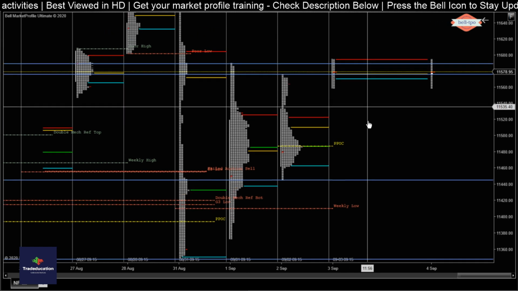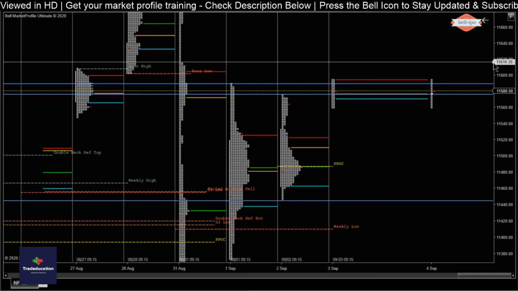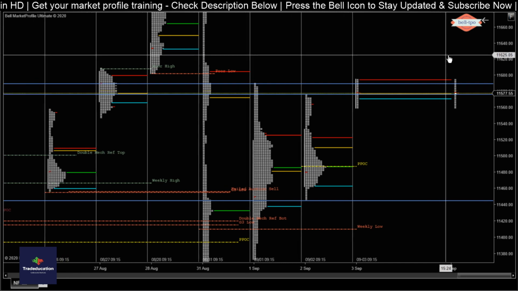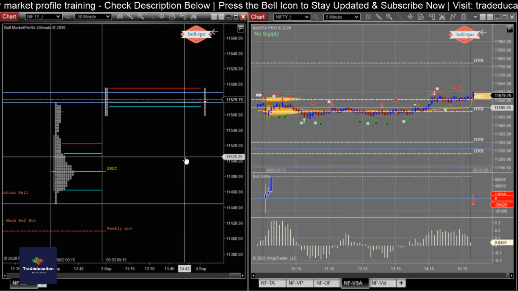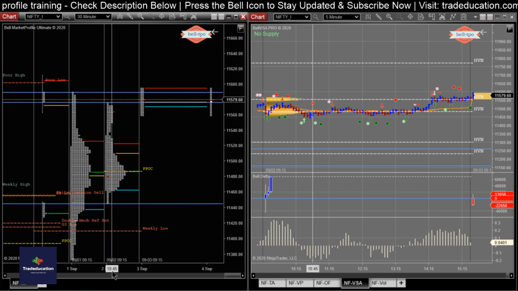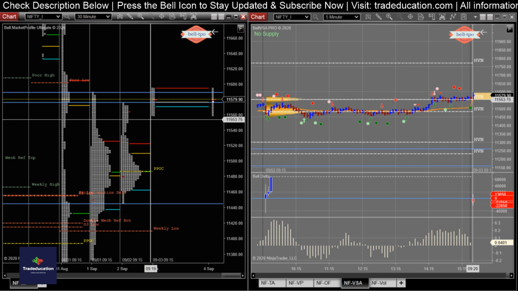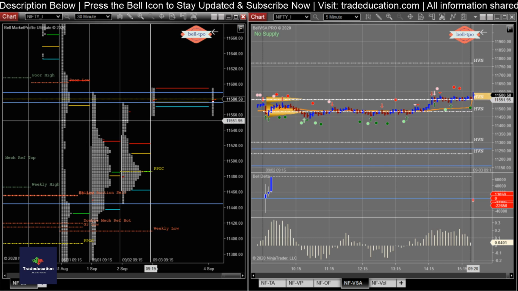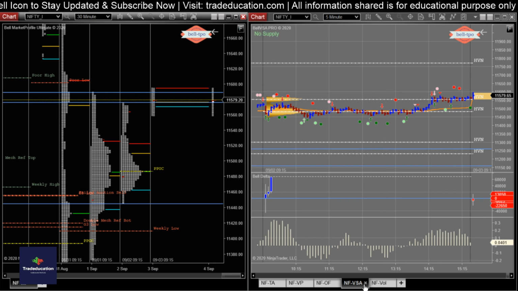Now we need to see whether we are seeing continuation to the higher around this single print zone, so around 11,616. Okay, so it is open around the HVN. So we need to see whether this auction stays above the HVN or stays below the HVN. If it stays below the HVN, then odds are high that we'll be tagging the HVNs at the lower edge.